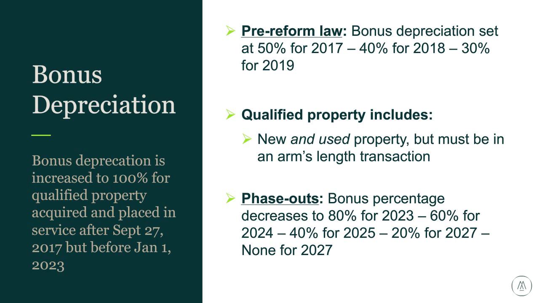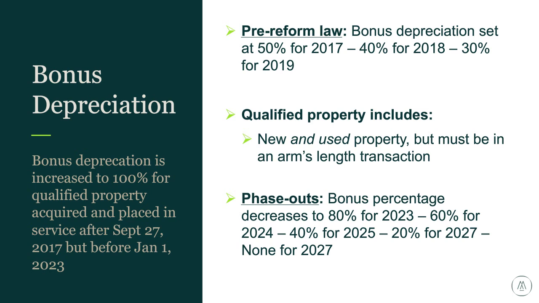Now, under the tax reform law, the bonus depreciation percentage was increased to 100% for qualified property going forward until 2027. And qualified property was expanded to include used property as well, as long as it was acquired in an arm's length transaction. So that's 100% bonus depreciation on property that was purchased after or placed in service after September 27th, 2017, but before January 1st, 2023. And that percentage of 100% will be phased out over 4 years until it is gone in 2027.